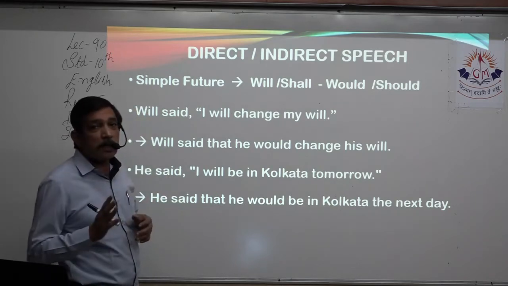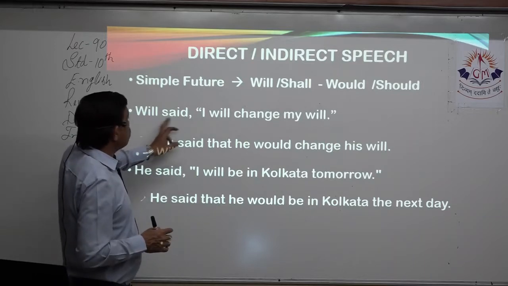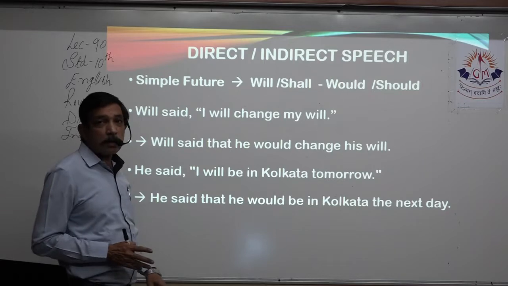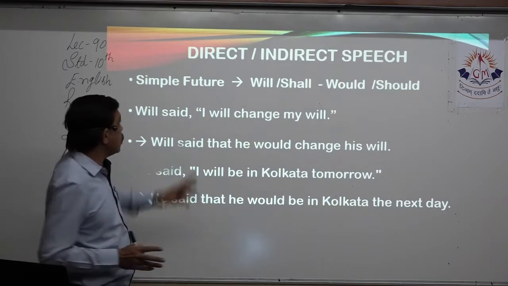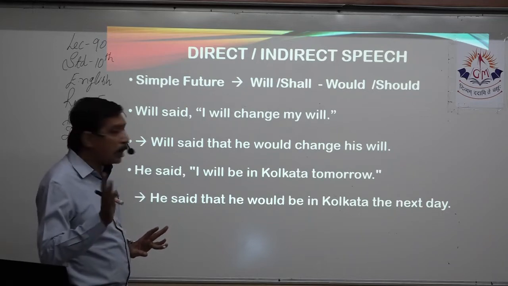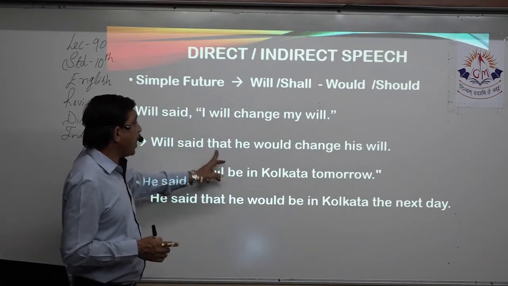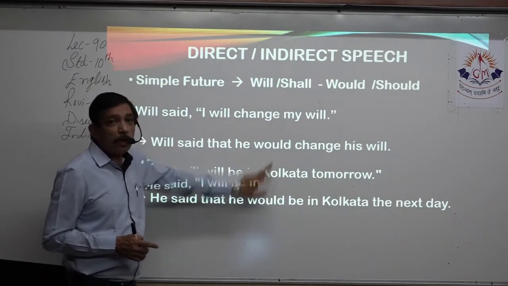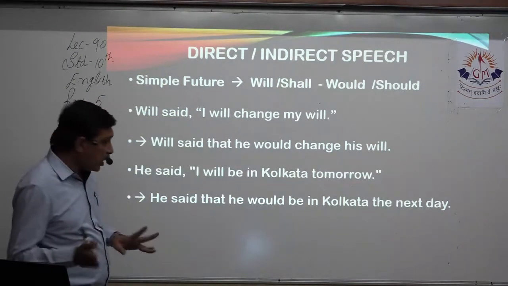So will and shall will change into would and should. Will said, "I will change my will." Will tells us that this is simple future. So in simple future, will and shall change into would and should. So Will said that, pronoun becomes person. He will changes into would. The rest of the sentence remains as it is.